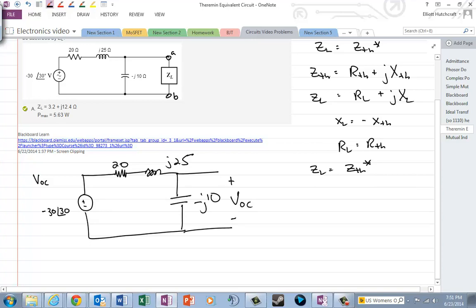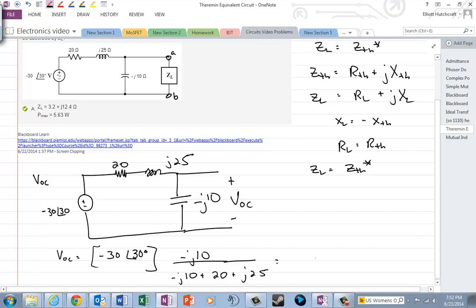And so, well, that's not actually all that hard. I can use voltage divider law. I have three impedances, but I can sort of easily do it. I need the V open circuit to be equal to minus 30, angle 30 degrees. So that's the total voltage, times the impedance that I want to know the voltage across, so that's minus j10, over minus j10 plus the other two impedances that I have there, so 20 plus j25.